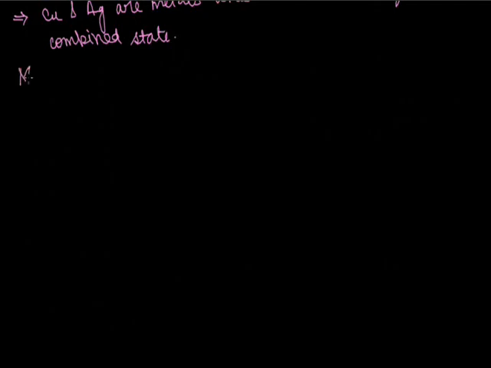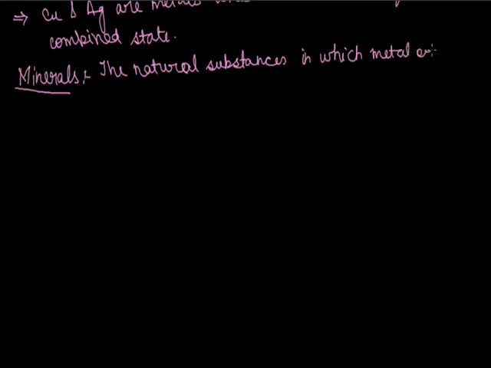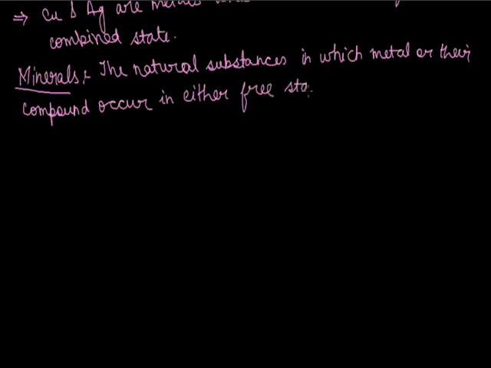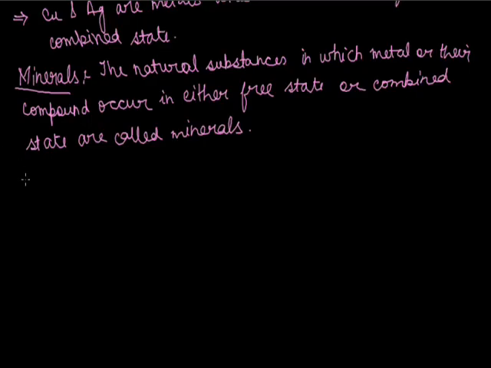Now, what are minerals? The natural substance in which metals or their compounds occur either in native state or combined state are called minerals. The minerals are not pure and contain different types of impurities. The impurities associated with minerals are called gangue or matrix.